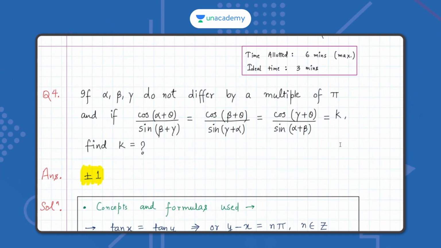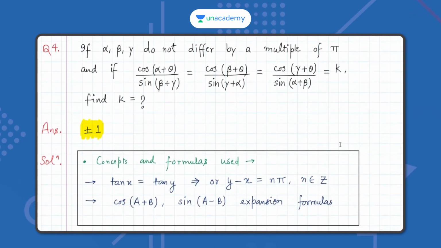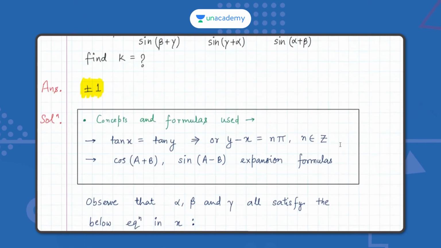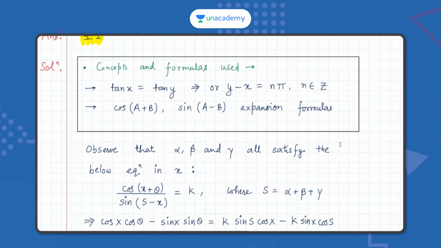Concepts and formulas that have been used in this question are that if tan x is equal to tan y, then we should know that y would be equal to x plus n pi, or y minus x, the difference, would be a multiple of pi. And we should also know the simple expansion formulas of cos of a plus b and sine of a minus b, like cos a cos b minus sine a sine b, and sine a cos b minus sine b cos a. Very basic formulas that everyone knows. Now, let us have a look at the solution itself.